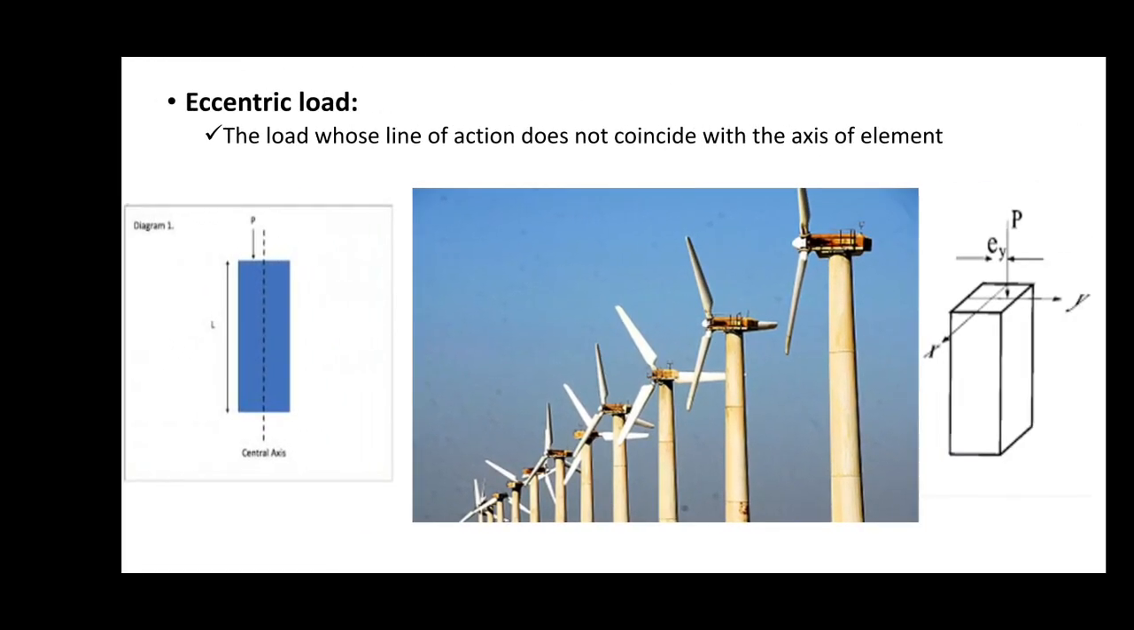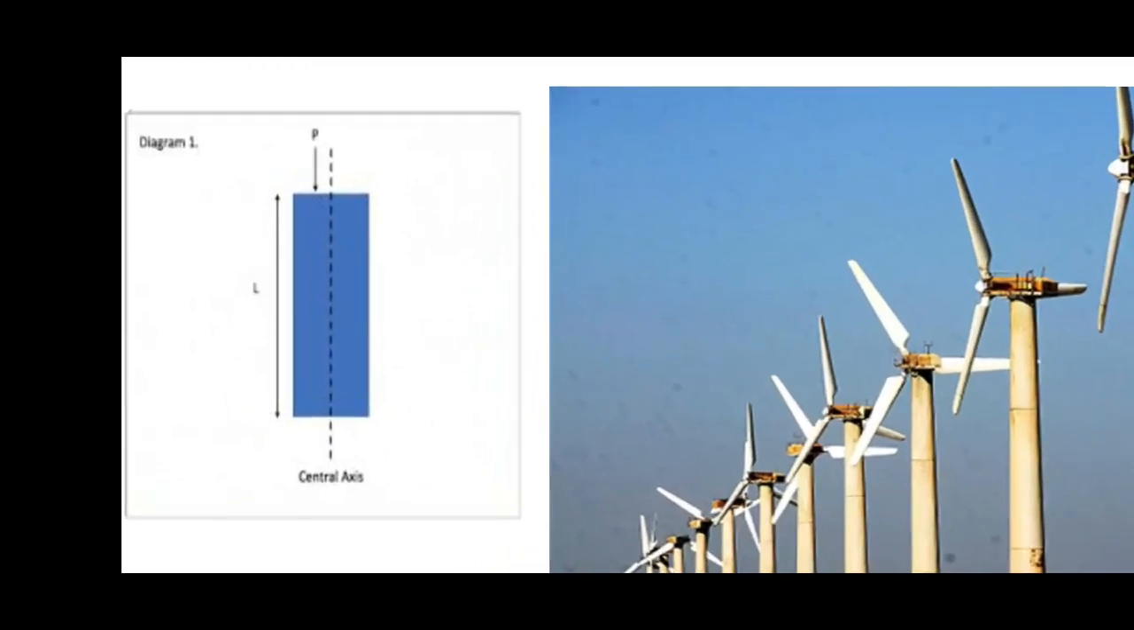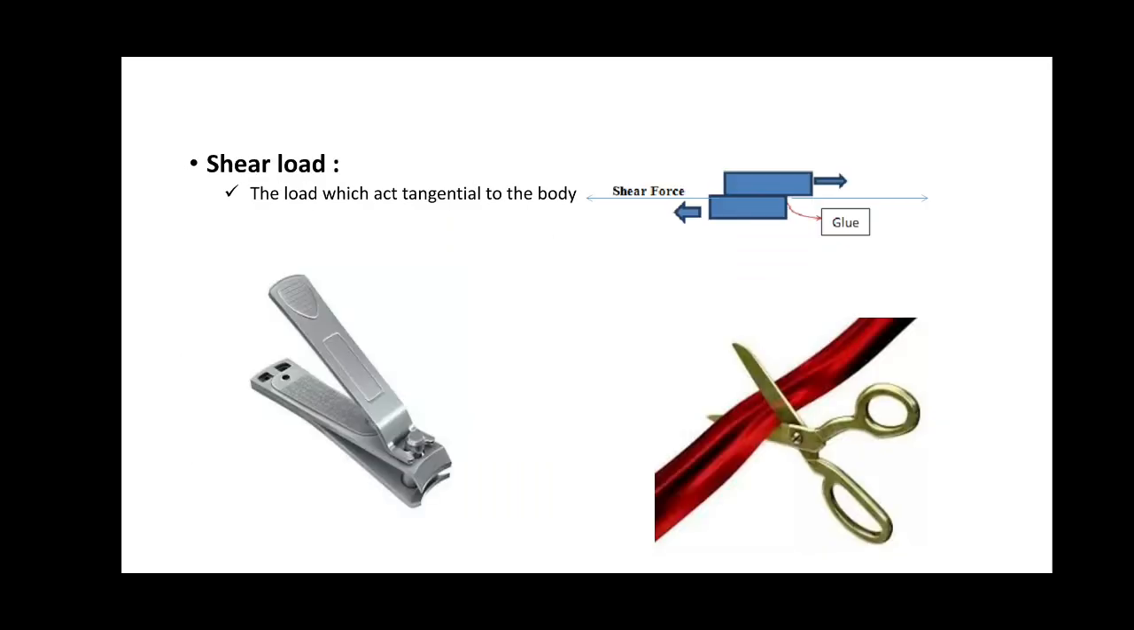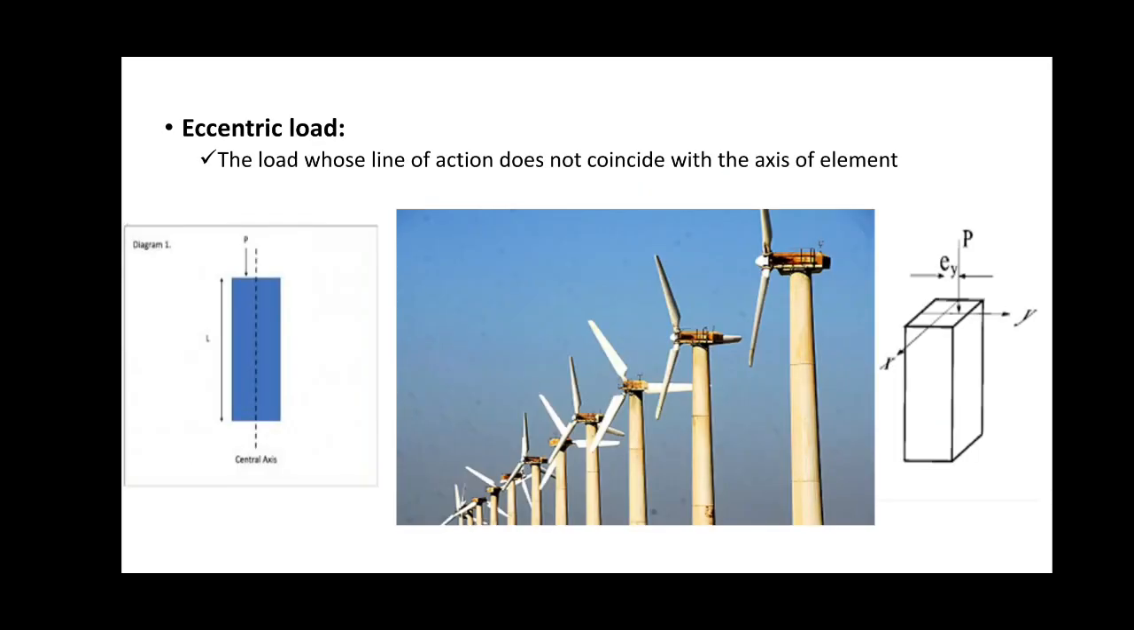We have seen tensile load, compressive load, shear load, direct load, and eccentric load. These are the 5 basic types of loads. Time to time we'll find them in our machine parts. Without these, our machine can never move, can never give output, and we cannot design our machine. So keep in mind, my dear students: tensile load, compressive load, shear load, direct load, and eccentric load.